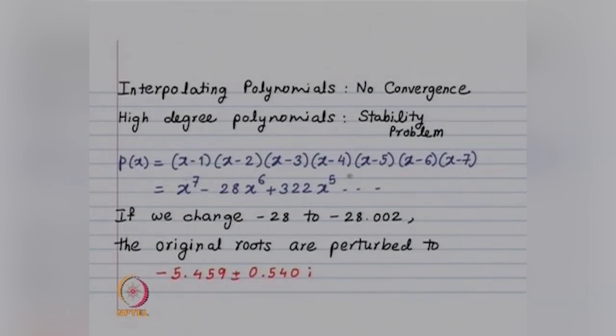Here is a polynomial of degree 7. It has roots 1, 2, 3, 4, 5, 6, 7. Now, if you expand, it is going to be x raised to 7 minus 28 x raised to 6, etcetera. Now, if I change this minus 28 to minus 28.002, I am making a very small change, but then the roots which were 5 and 6 become complex, minus 5.459 plus or minus 0.540 i. So, a small change makes a lot of difference in the result, and that is the stability problem.